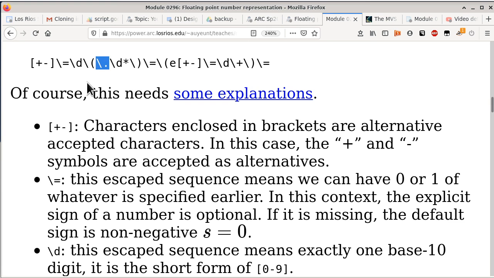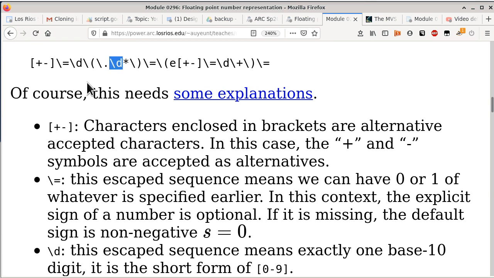Well, this block has a backslash dot. A backslash dot is a simple dot. Okay? The reason why it has a backslash in front of it is because a single dot has a special meaning in regular expression. So in order to escape the special meaning, we put a backslash in front of it. So backslash dot is really just our decimal point.